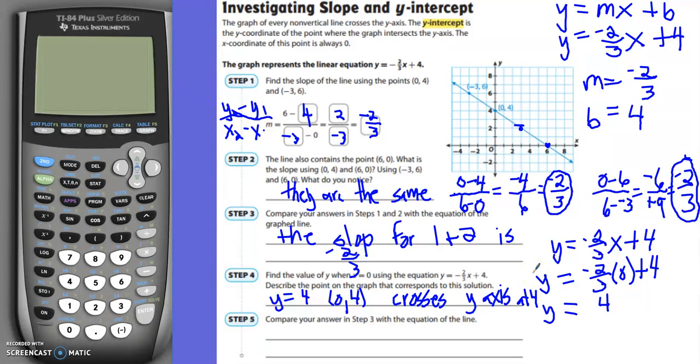Okay, compare your answer in step 3 with the equation of the line. Okay, well, 4 is the number added to the term. So 4 is added to negative 2/3 x. All right, let's take a look at the next one.